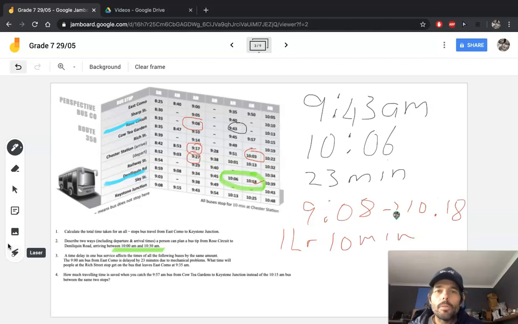Now, there were other possibilities as well, okay? You could have left Rose Circuit at 9:08. You could have got to Chester at 9:17, like we said, wait until 10:03. You could have also departed Chester on the 10:13 bus, okay? So that would have been another option. Okay, so just make sure that you're aware that you can change buses to get from one point to another. You just got to make sure that the times coincide and that you don't miss the connecting bus.